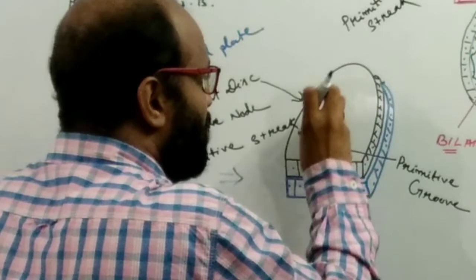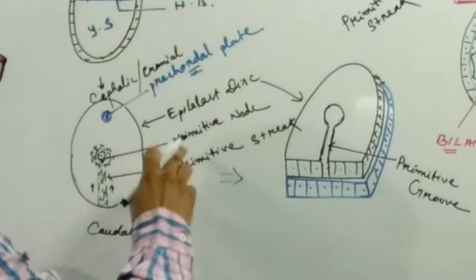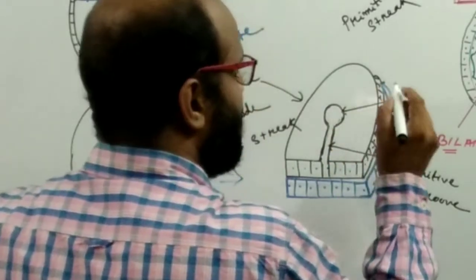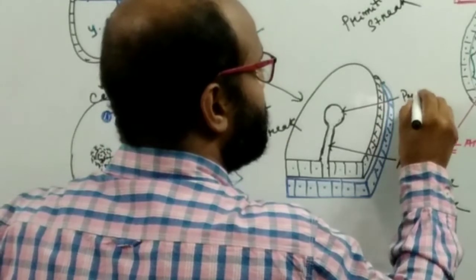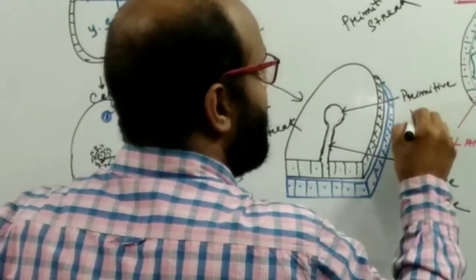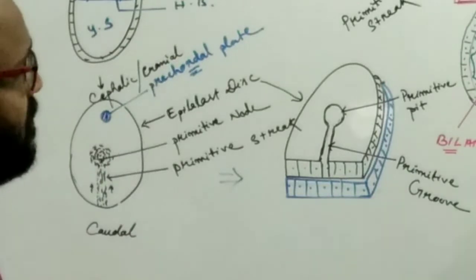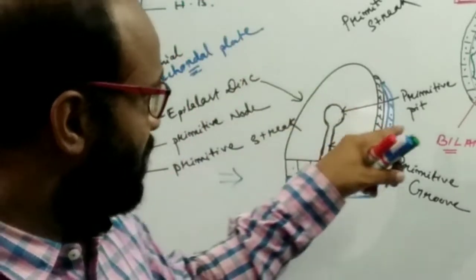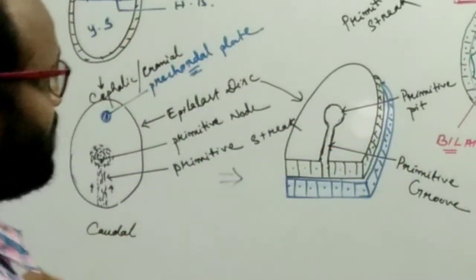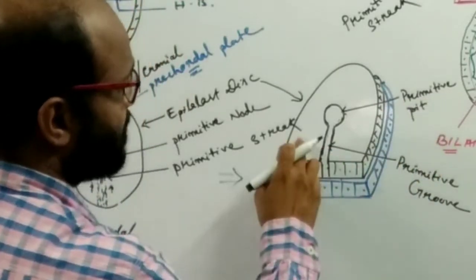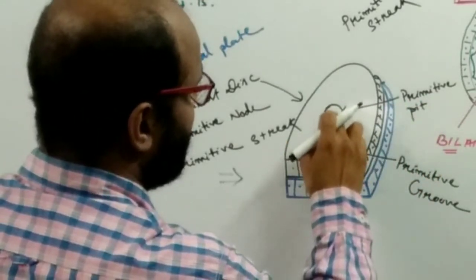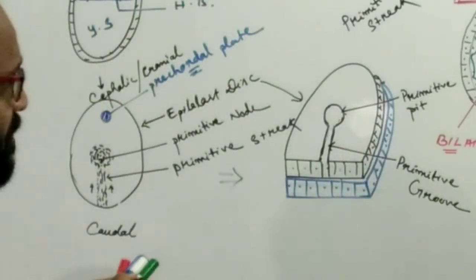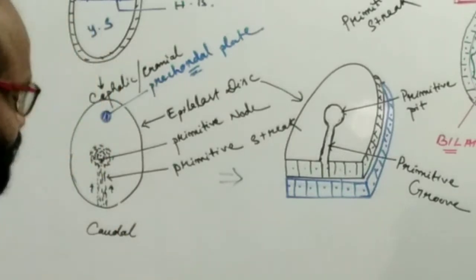And there is mass dying of the cells in the primitive node, which forms the primitive pit. In the case of chick or birds, the primitive pit is known as Hensen's node, named after the discoverer. But in the case of human, it is known as the primitive pit. After the formation of the primitive pit, what happens next?